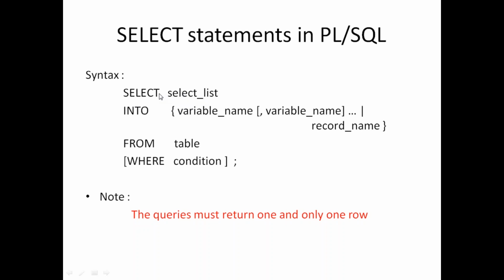Let us say in the select list you mention 3 columns, so in the into clause you also have to mention 3 variables. If it's a record data type, you can mention only one record. But if you are mentioning independent columns, then you have to mention that number of independent variables. Then from table and where condition. Why do we use cursors in PL/SQL? What is the need?